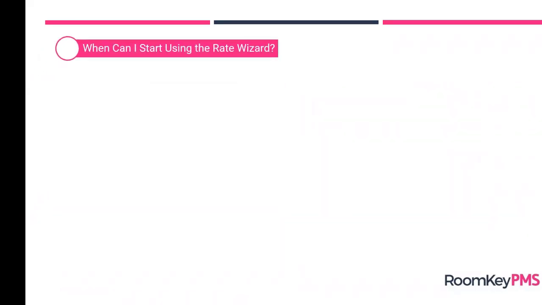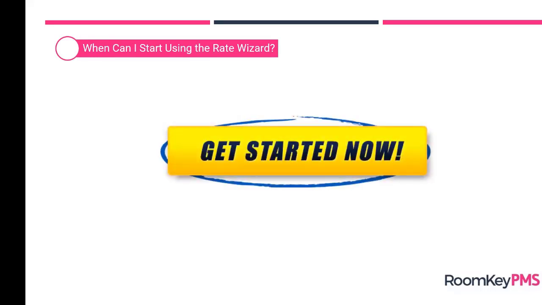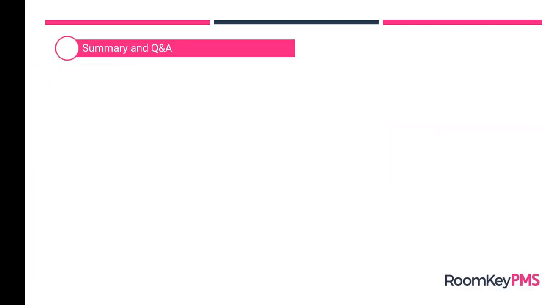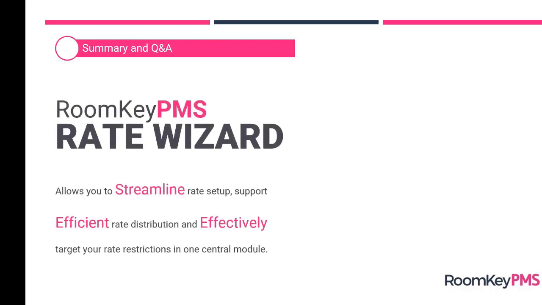So the big question is when you can start using this rate tool that we just demonstrated here, and the answer is you can go ahead and get started right away. This rate wizard tool comes standard with all of our databases, and it comes with all versions of RoomKey as well, version 10 and above there too. So to summarize our webinar for today, just as we're coming to the top of the hour, RoomKeyPMS Rate Wizard does allow you to streamline your rate setup and supports efficient rate distribution, and allows you to effectively target your rate restrictions all in one central module.